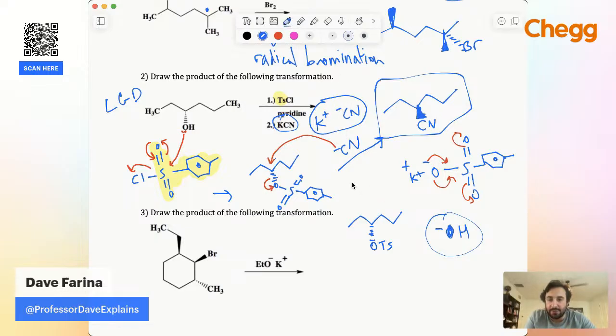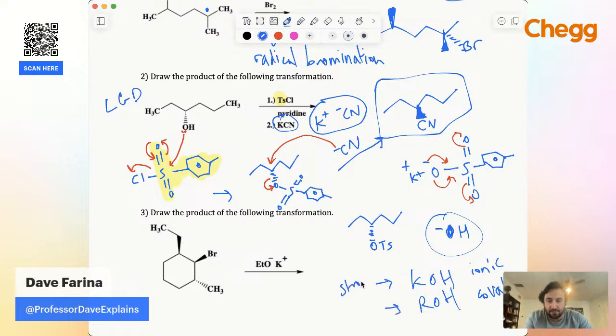Make sure that we know the difference between KOH and ROH, right? KOH is ionic, ROH is covalent, right? So this is strong and this is weak, because with potassium hydroxide, we have a negatively charged hydroxide ion. With an alcohol, it's totally covalent. There's no negative charge there. So it's a much weaker nucleophile or base. So yeah, let's make sure we can recognize counterions when we see them.